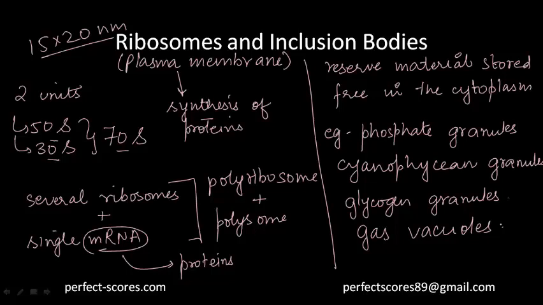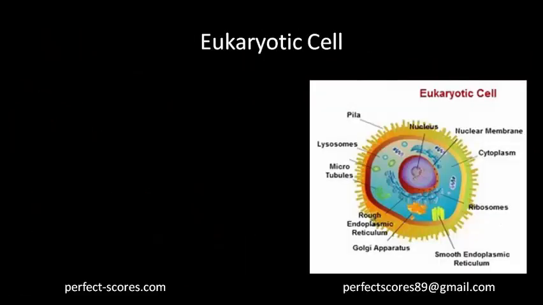Now the next thing you need to study is what is a eukaryotic cell. So that is the structure of a eukaryotic cell, and lots of different structures you can see apart from ribosomes. The eukaryotes include all protists, plants, animals, and fungi. All these four groups are part of the eukaryotic division.